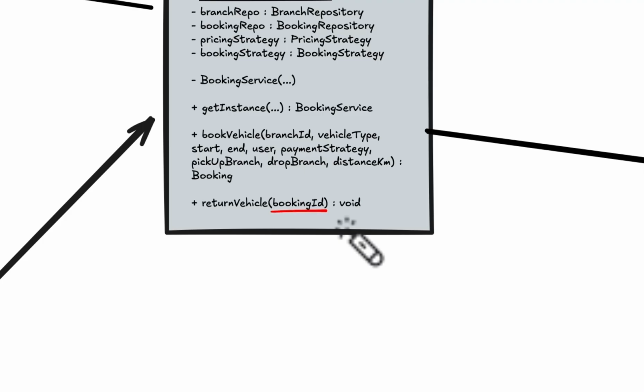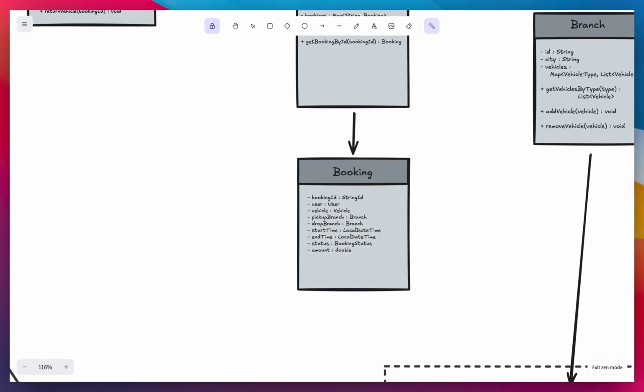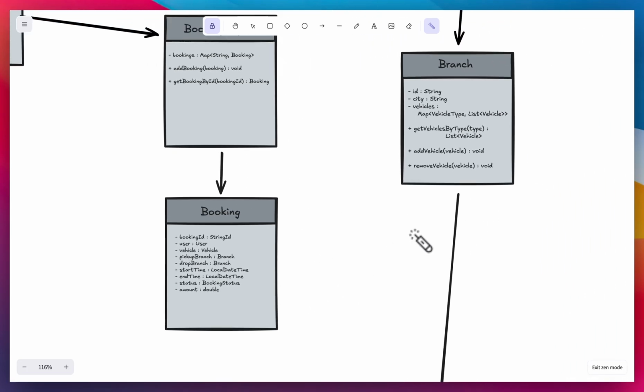From the booking ID, I will get all the details, because the booking object will have the booking ID, the user who has booked, the vehicle which was booked by that user, the pickup branch and drop branch, the duration, and the status of the booking, and the actual amount as well. Status of the booking means whether that booking is created or cancelled or completed or confirmed, and so on and so forth. Okay, we'll see this in code.